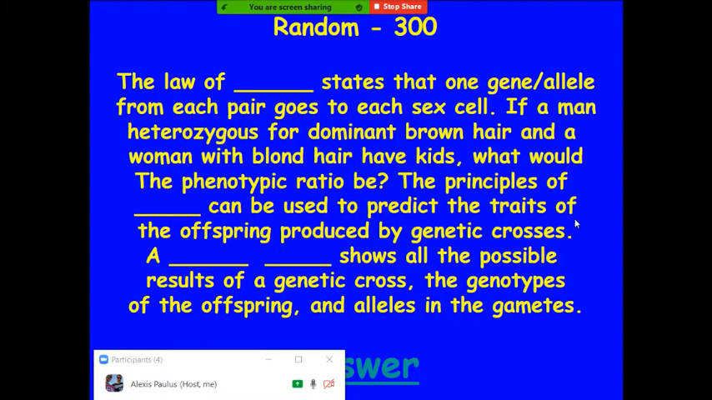The law of blank states that one gene or allele from each pair goes to each sex cell. If a man heterozygous for dominant brown hair and a woman with blonde hair have kids, what would the phenotypic ratio be? The principles of blank can be used to predict the traits of offspring produced by genetic crosses. And a blank blank shows all the possible results of a genetic cross, the genotypes of the offspring, and alleles in the gametes.